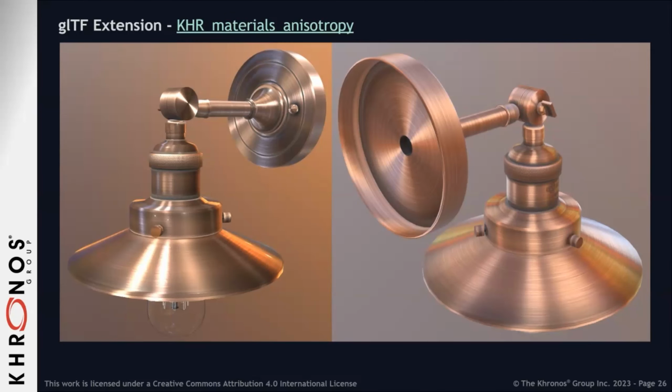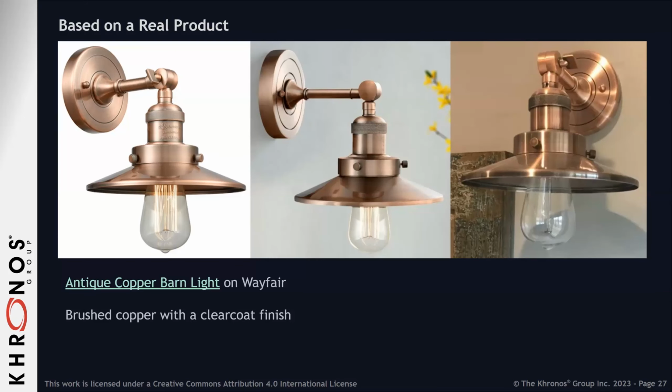So let's take a look at the anisotropy model. This one uses the new extension KHR_materials_anisotropy. And I was working at Wayfair when we built this asset, and this is a real product on the Wayfair site. It has this brushed metal surface with a clear coat on top. And the anisotropy comes from the micro grooves on the brushed copper.